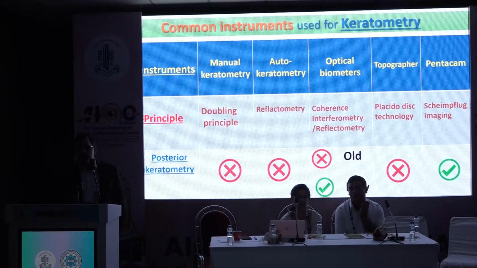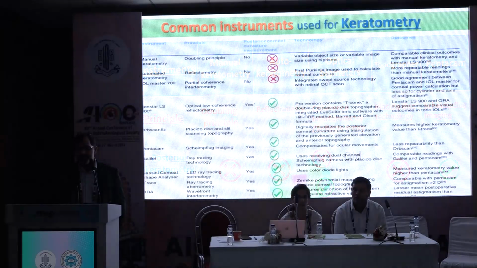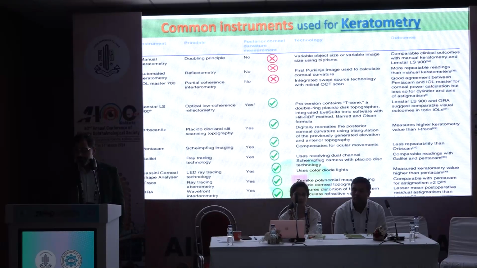These are some common instruments used for keratometry: manual keratometer, auto keratometer, optical biometers, topographer, and Pentacam. Out of these, the newer optical biometers and Pentacam also measure the posterior corneal astigmatism, the posterior curvature. So they will give you total corneal astigmatism. This is the principle of how they act, and these are the different types of keratometers and topographers used in measuring the total corneal astigmatism and anterior corneal astigmatism.